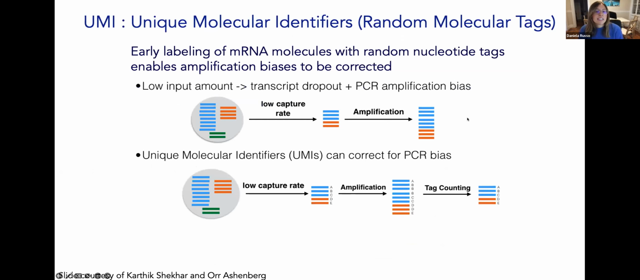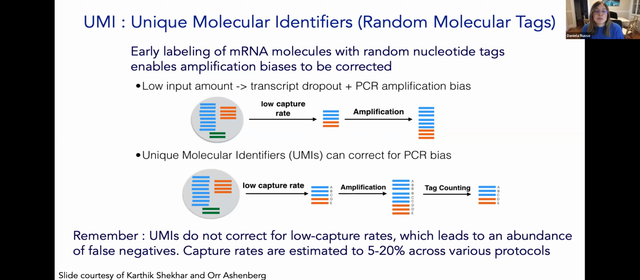So basically, we will label mRNA molecules very early with these random nucleotides. And so we can correct PCR bias, but we aren't necessarily going to capture or correct for some low capture rates. It's good to make that distinction and to utilize these UMIs, or unique molecular identifiers, for their abilities and their strengths.